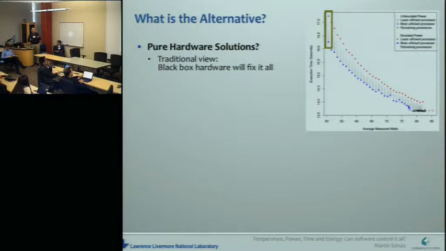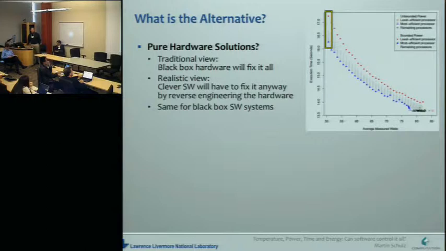So what you actually need on the realism side, you need a clever software, like, for example, an adaptive runtime system that can then fix this for you. Basically, you have to reverse engineer the hardware to actually make this work again, and you have to use software after all, even if you have a hardware solution. And the same, by the way, goes also for a low-level black box software system trying to take care of that for you. If you encapsulate that, that's kind of what you're stuck with.